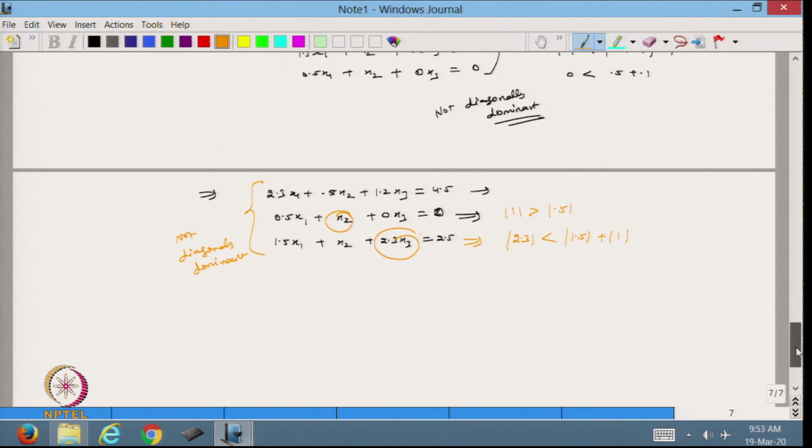But if I change a little value here, because this is just a random value I have taken, if I take some small value, maybe 0.5 instead of this one, then 2.3 is greater than 1.5 plus 0.5. Then I can say that this matrix is diagonal dominant.